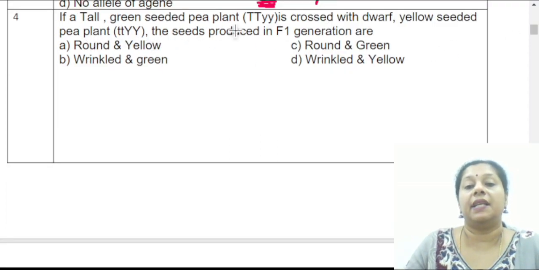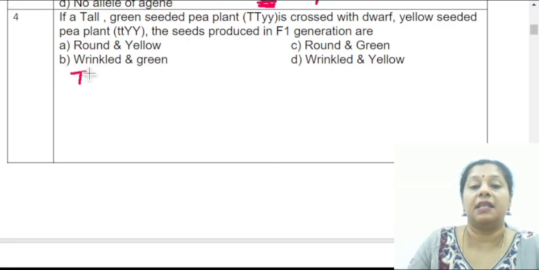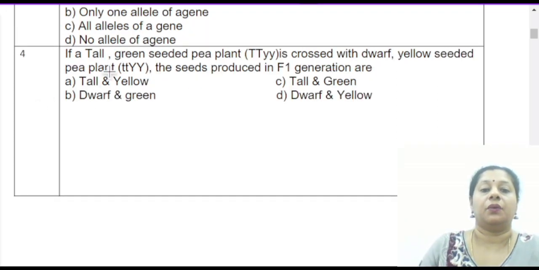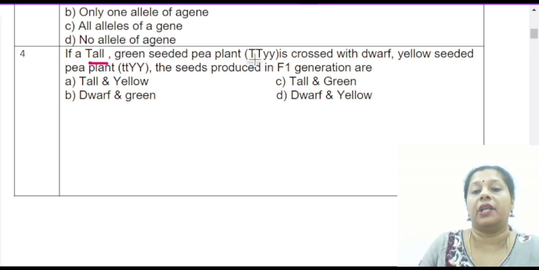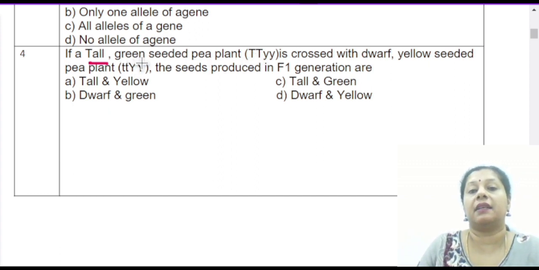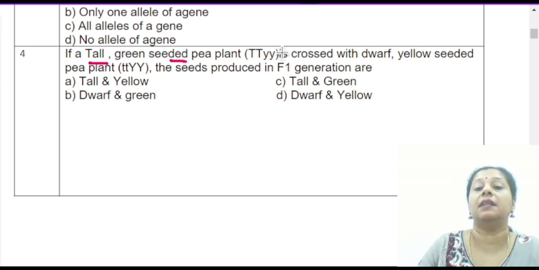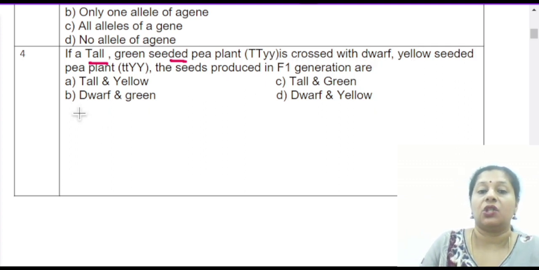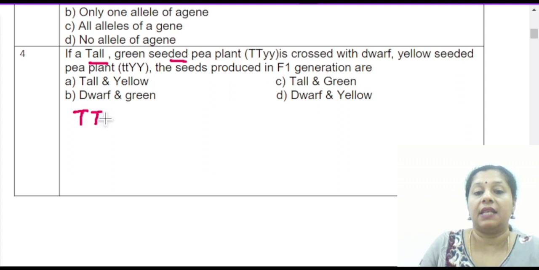If a tall green seeded plant capital T, capital T, small y is crossed with a dwarf yellow seeded one, small t, capital Y. Here tall is a dominant trait, so we are using capital T, and green is a recessive trait for seed color, so small y we are using. Its dominant color is yellow, so capital Y is used for the dominant, and the dwarf is the recessive trait. So if you cross this, you will get capital T, small y into small t, capital Y.